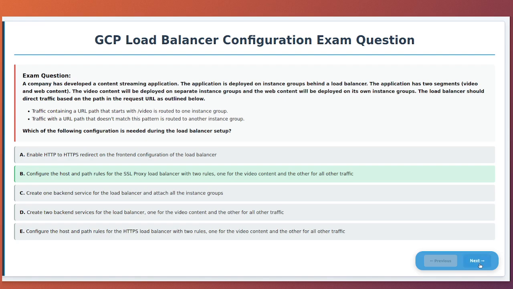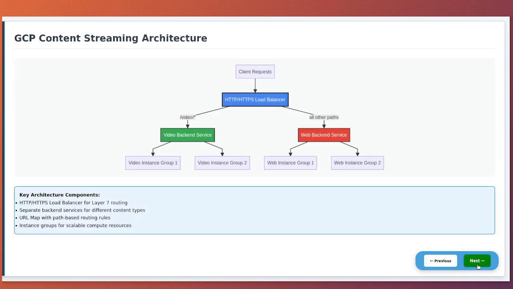The scenario involves separating video content from web content using different instance groups, which is a common microservices pattern in cloud architectures. Understanding the GCP architecture.